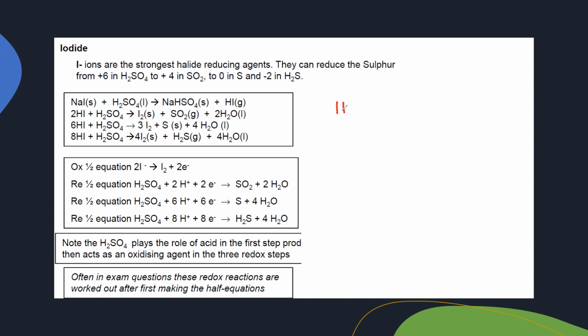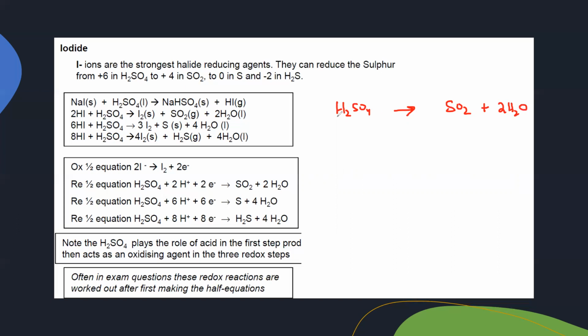So sulfuric acid, we want to form sulfur dioxide, and it is reacting with iodide to form an iodine molecule. First we will balance this equation. We have 4 oxygen on the left-hand side and 2 oxygen on the right-hand side. In a redox equation, if we want to balance oxygen, we add water. So we add 2 water molecules.